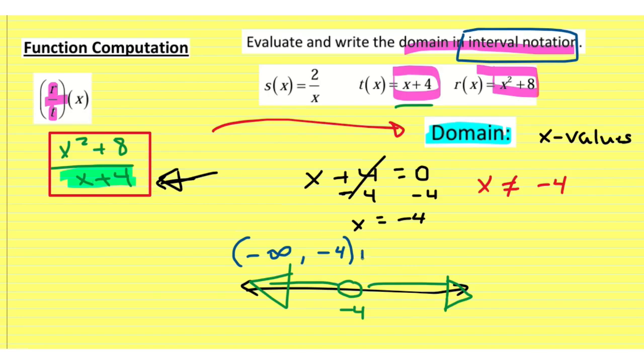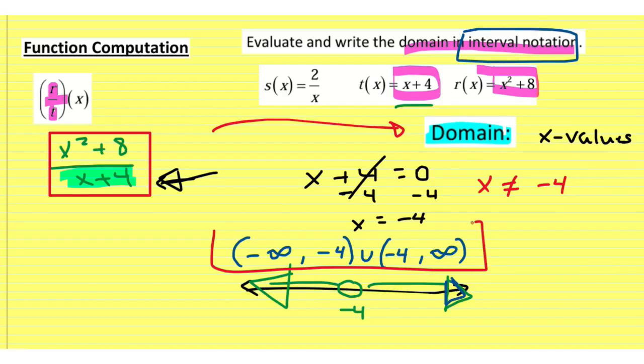But then that is going to be united with another piece of the domain. So it's going to start again at negative 4. It's not equal to the negative 4. It just starts at the negative 4, and then it's going to continue on. This arrow over here means it's going toward positive infinity. So this is how we would write our domain in interval notation. So there is my new function after I do the computation, and here is my domain for my new function.